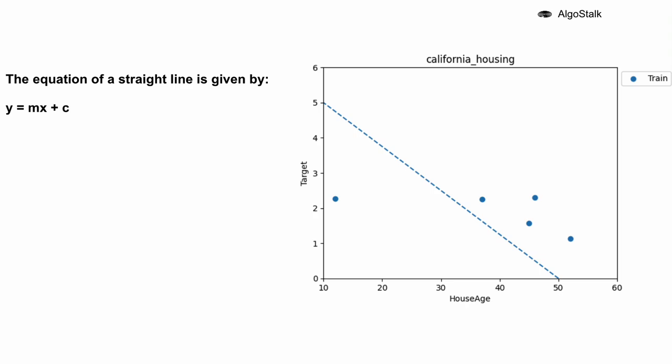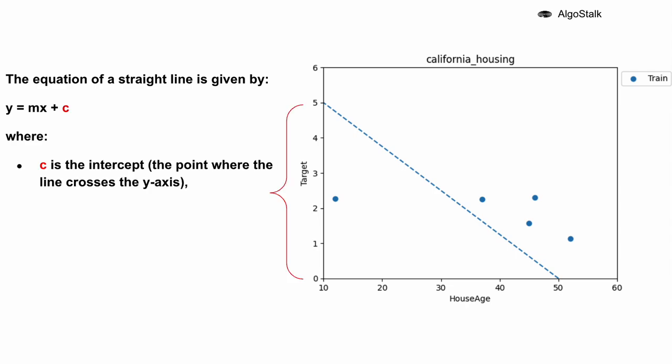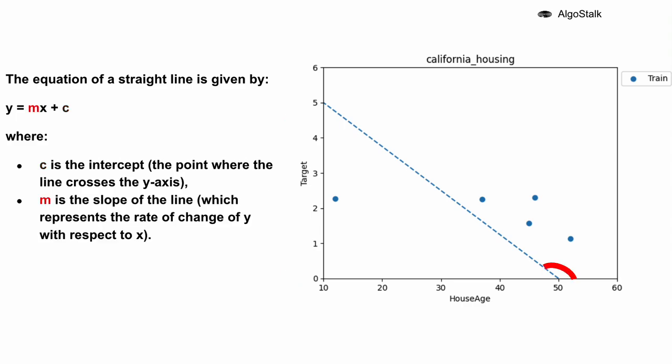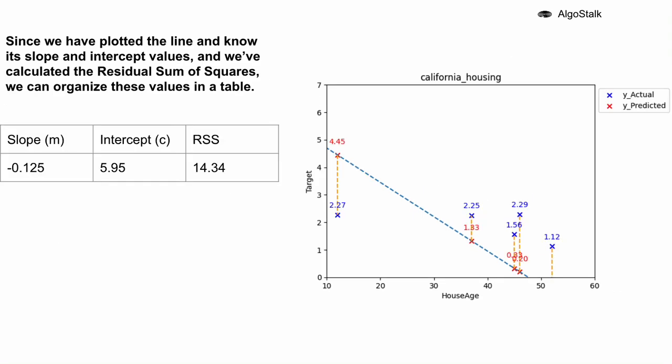Now, focusing on the line, the equation of a straight line is given by y equals mx plus c, where c is the intercept, which is the point where the line crosses the y-axis, and m is the slope of the line, which represents the rate of change of y with respect to x. Since we have plotted the line and know its slope and intercept values, and we have also calculated the residual sum of squares, we can organize these values in a table.